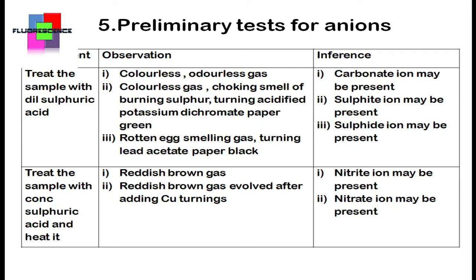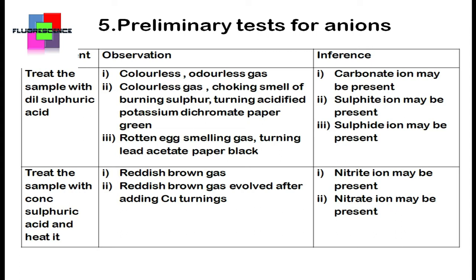If you get a colorless gas, but it has a choking smell of burning sulfur and it is turning acidified potassium dichromate paper green, it indicates the presence of sulfite ion. Remember, sulfite ion may be present. Otherwise, if you get a rotten smelling gas and it is turning lead acetate paper black, sulfide ion may be present. Remember, these are all the pre-lead tests. They are not the confirmatory tests. This will provide you just a basic idea.